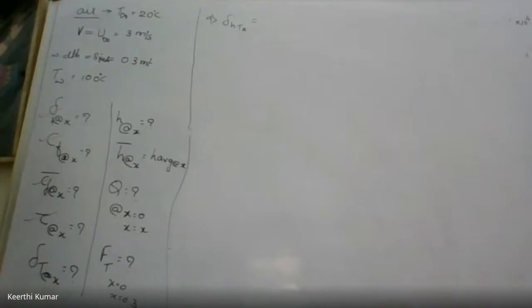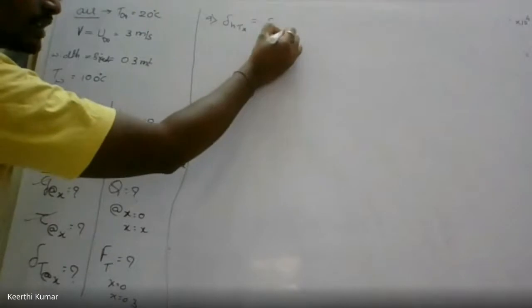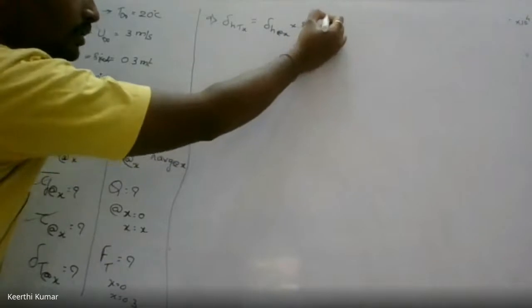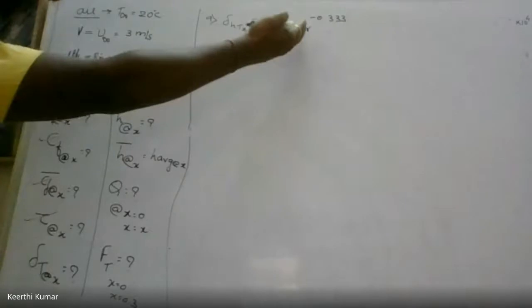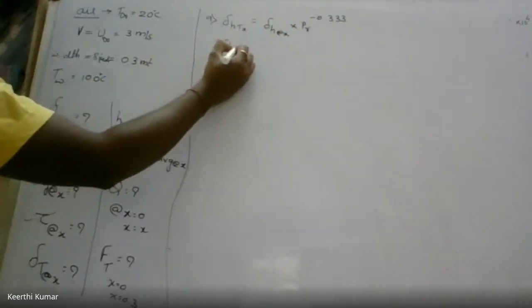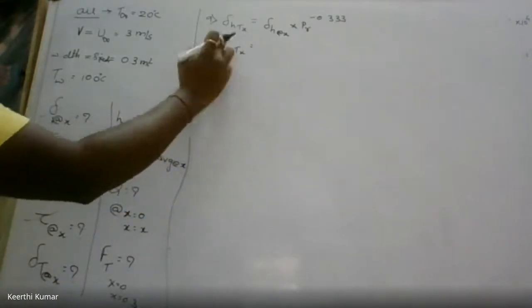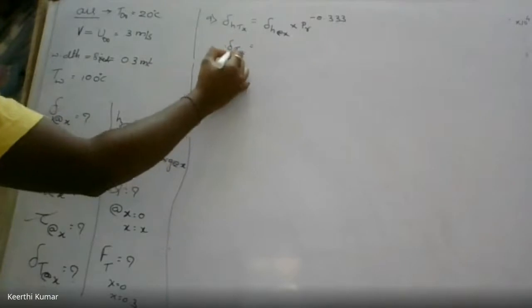Can I tell what is the formula? Delta HTx is delta Hx into Prandtl number to the power of minus 0.333. So delta Hx we know, Prandtl number we got from the properties, substitute and get the value of delta HTx. That means we can also write it as delta Tx. Delta is nothing but thickness, Tx indicates boundary layer due to thermal.